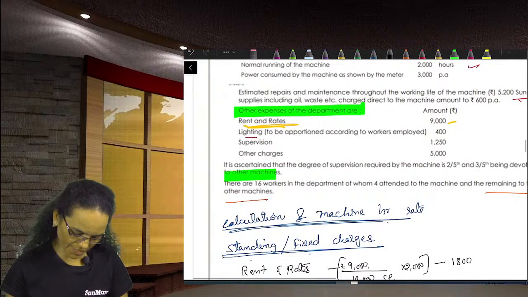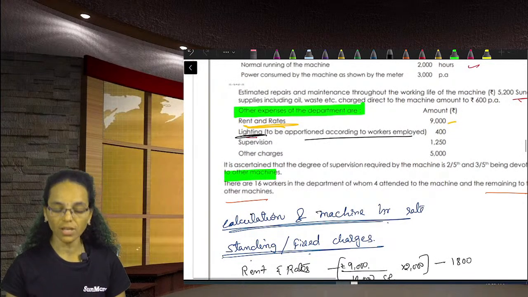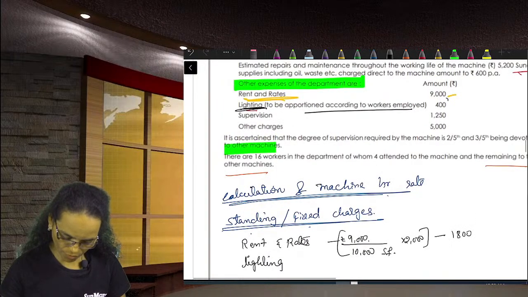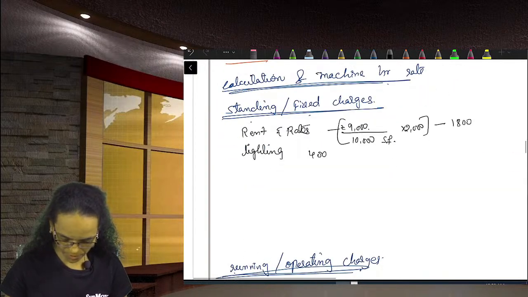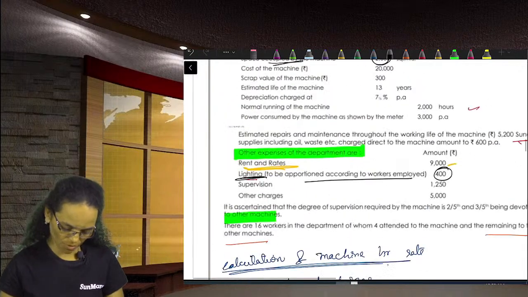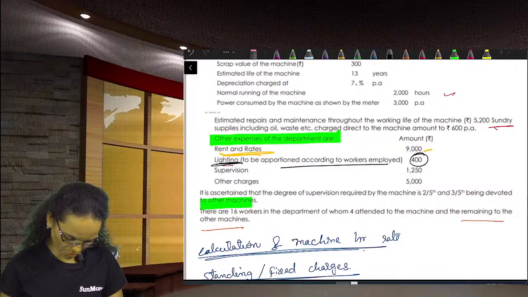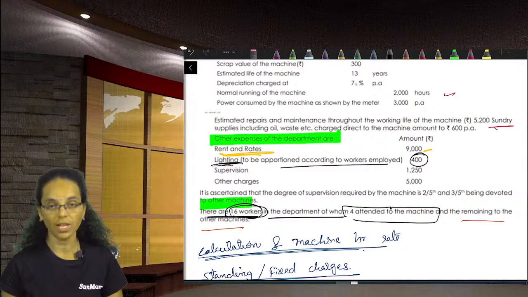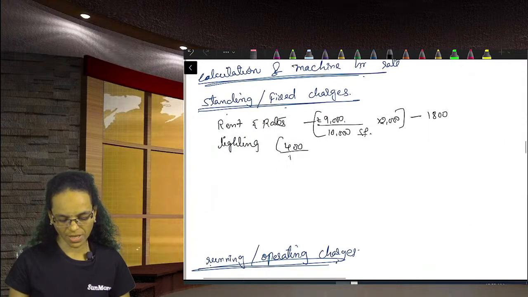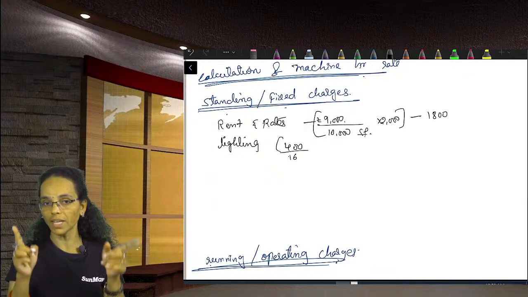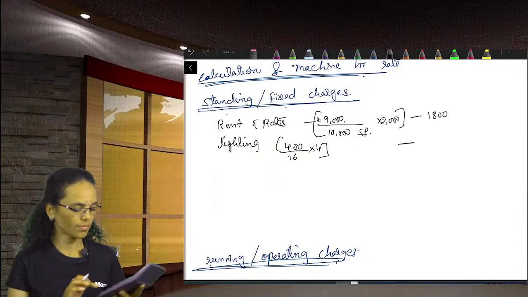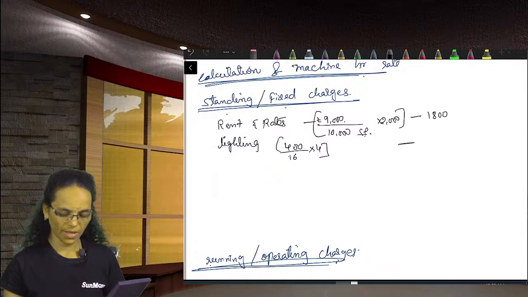Next one, lighting, to be apportioned according to the employees worked. Lighting amount is 400 rupees. See, totally how many employees do we have? There are 16 employees in the department. 4 of them attended to this machine. This 400 rupees is the lighting charges for the entire 16 employees. But what about for 4 employees? It is 100 rupees.